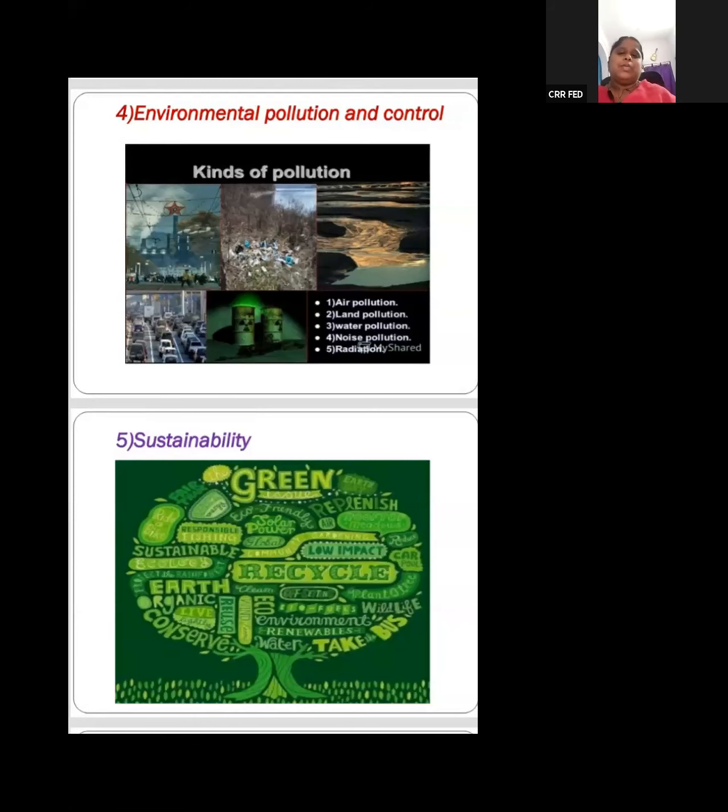So these pollutions are caused mainly by human activities. So the gases levels are increasing beyond the threshold limit value. Okay, beyond the acceptable value.